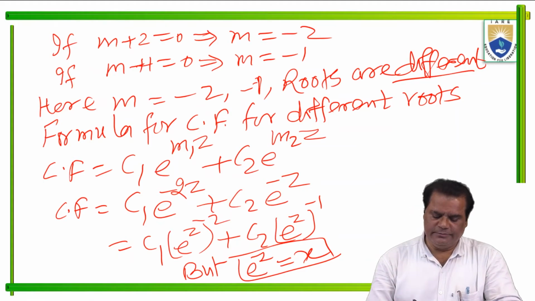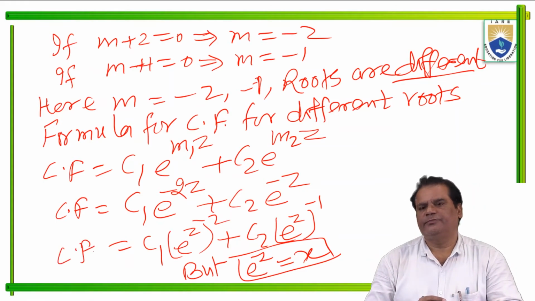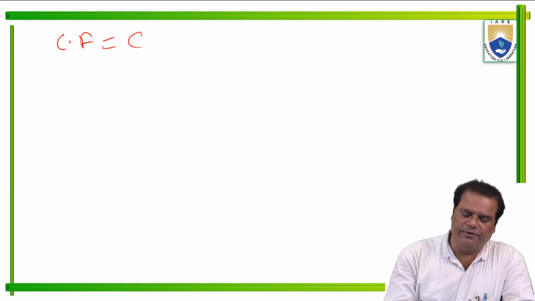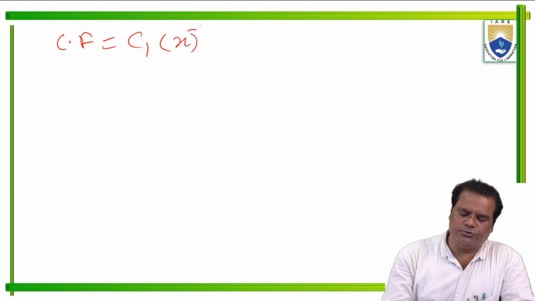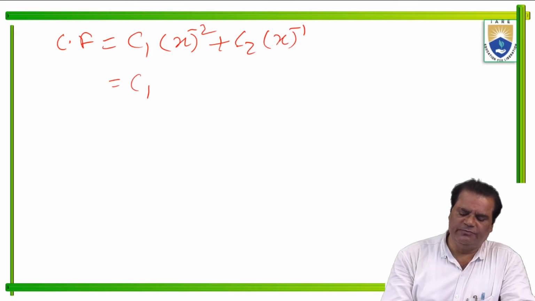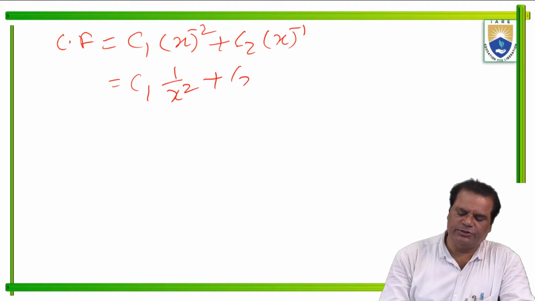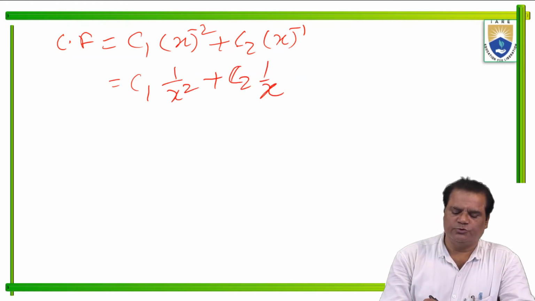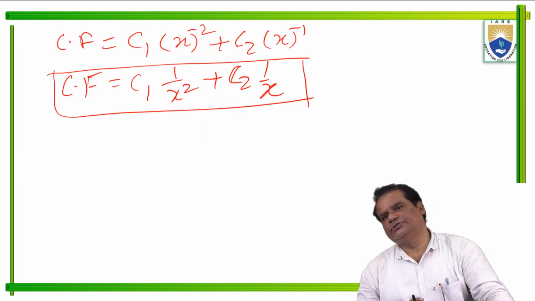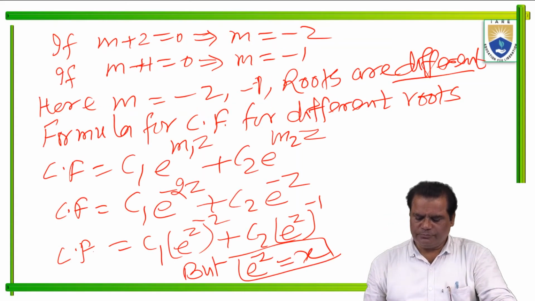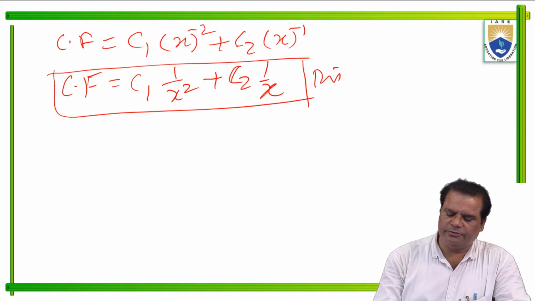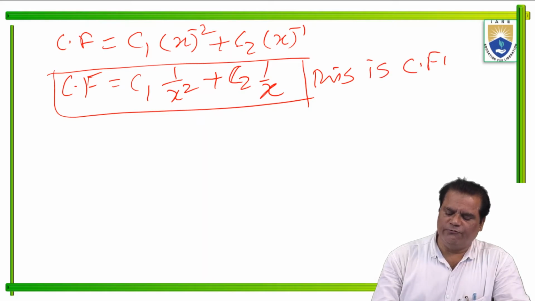So putting this value here, this is the complementary function CF. We get CF equal to C1 x to the power minus 2 plus C2 x to the power minus 1. So CF is C1 1 upon x square plus C2 1 upon x. This is the complete complementary function, CF of 1.